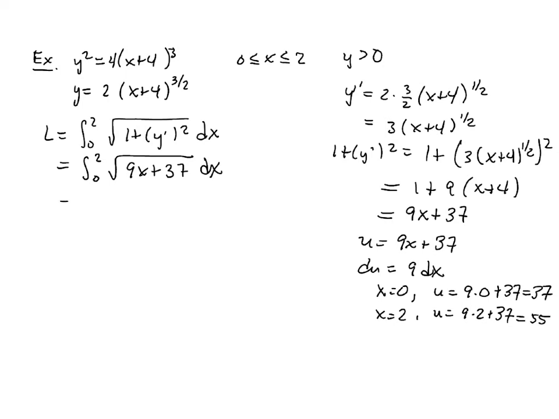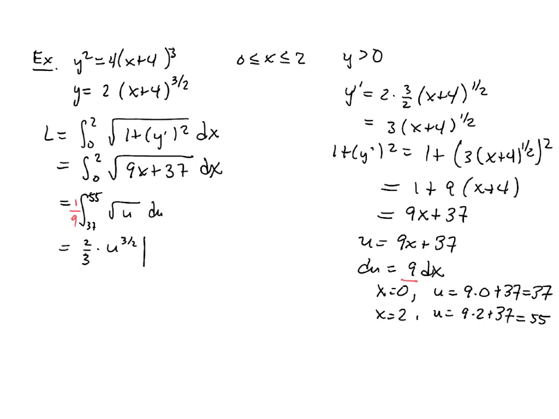Put that into the integral, and we have that our arc length is the integral from 37 to 55 of the square root of u du. So that's u to the 1/2, which integrates rather nicely. So we have u to the 3/2 times 2/3 evaluated from, oops, and what did I miss? I missed 9 coming from my du, so I need a 1/9 outside of my integral to compensate for that.